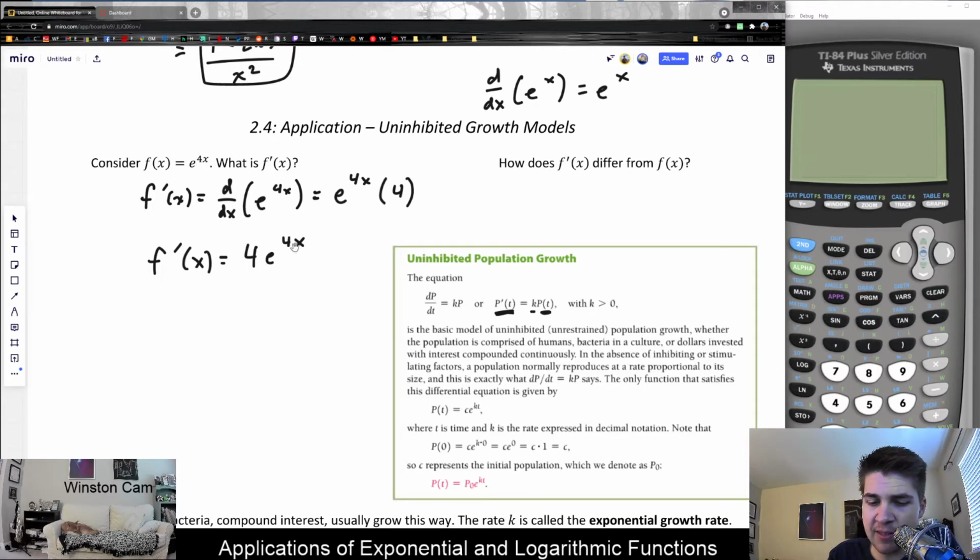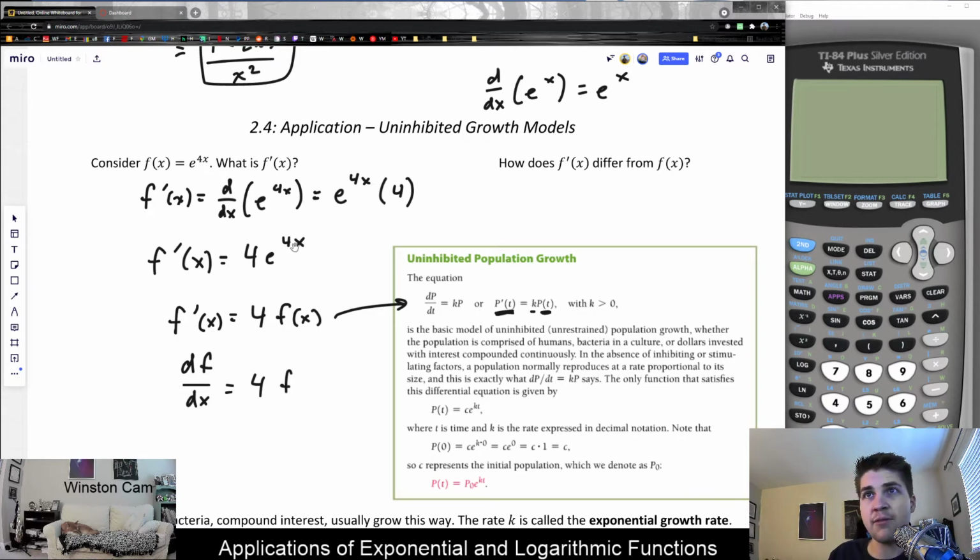And again, I could rewrite this as f prime of x is equal to 4 times f of x. And again, it suffices in this uninhibited differential equation. Or I could even write it using Leibniz notation: df dx is equal to 4 f of x, or just 4f if you prefer. But we can see it has that same structure, and it's describing uninhibited growth, which again is proportional to the original. And typically, that number is not 4.